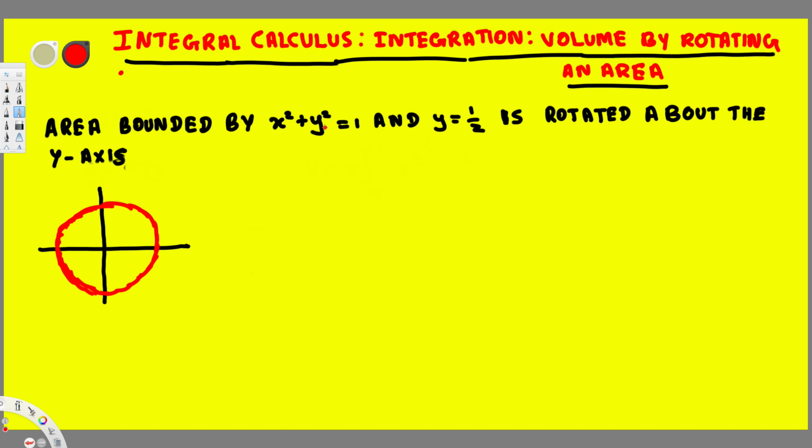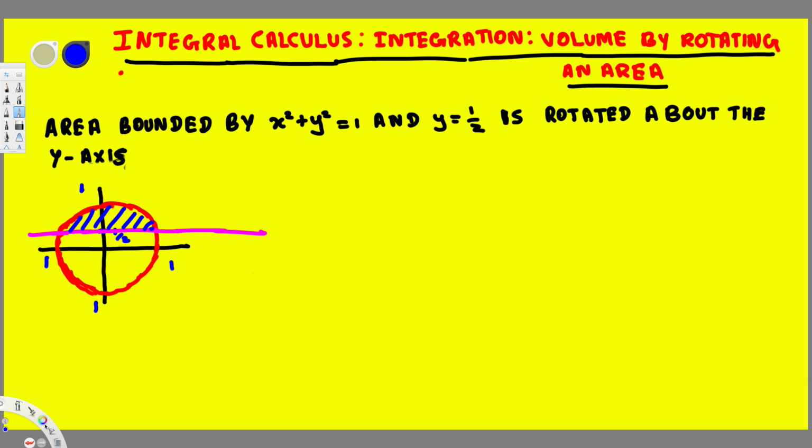Now we have to know the radius, and from this equation we know the radius already. This is 1, so the radius is going to be 1 everywhere. The y equals 1/2 line is going to be somewhere in the middle right here. So let's say this is 1/2, and the line is going to be like this, and the region we are interested in is this region.